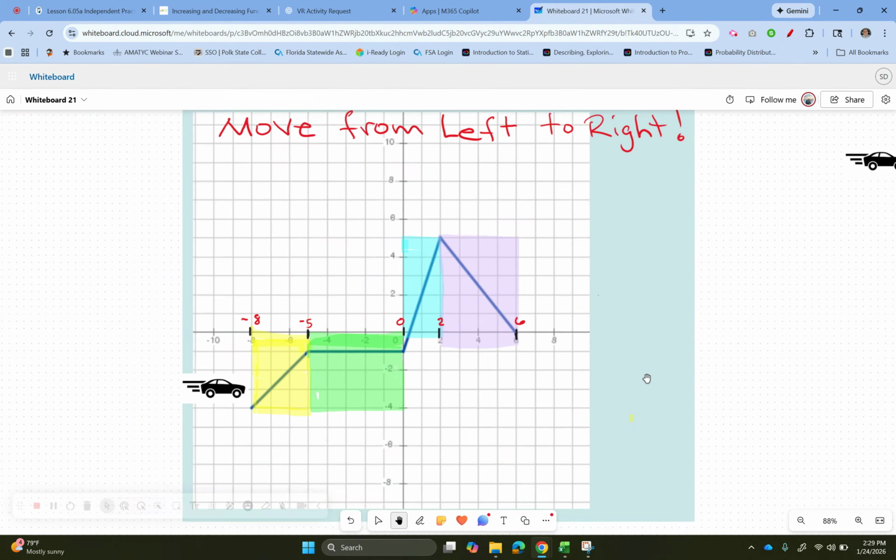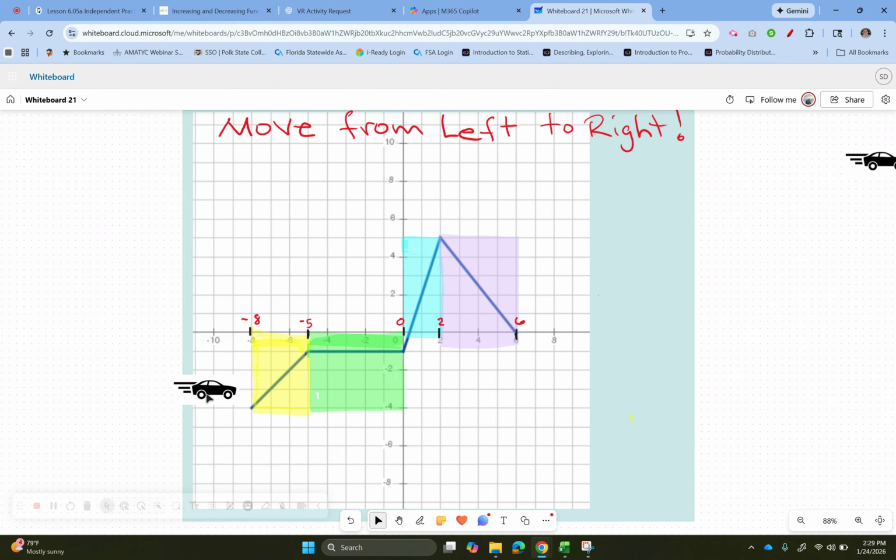In this graph, I highlighted the sections where we're going to find out if the graph is increasing, decreasing, or constant. The way you do this is you read the graph from left to right. Imagine you're in a car, coming from the left, and when you get to the graph, we encounter the first section, which is in yellow. That section starts at -8 on the x-axis and ends at -5 on the x-axis.